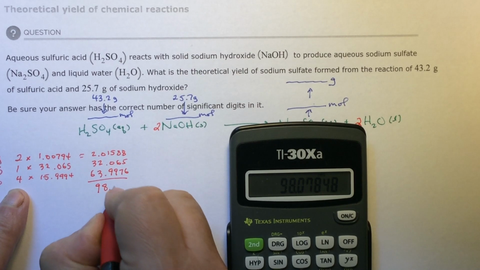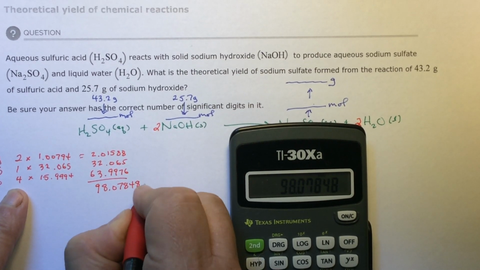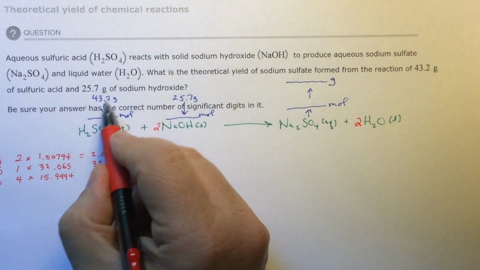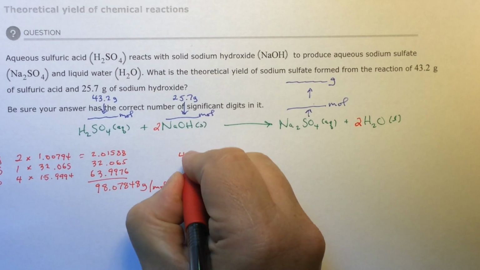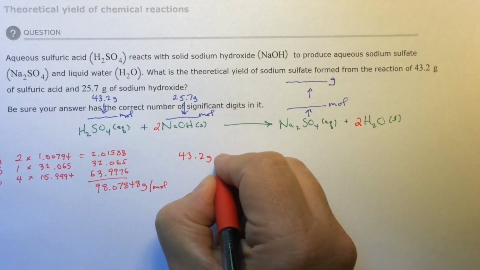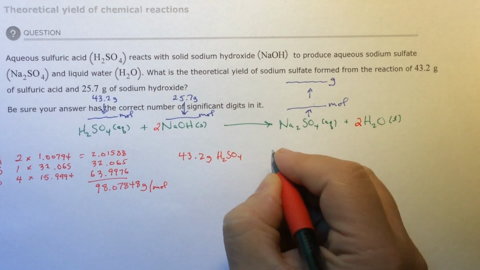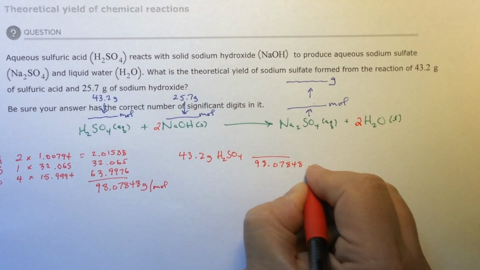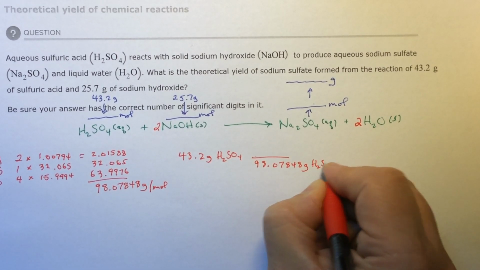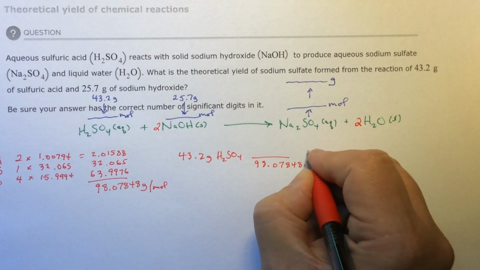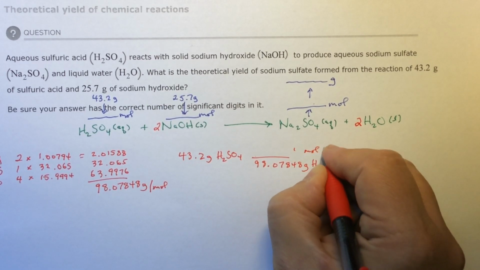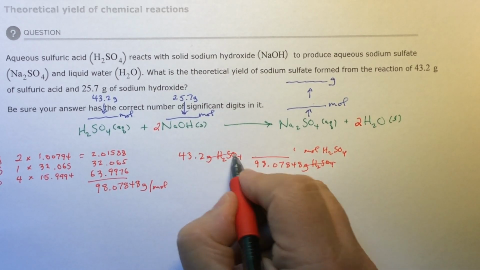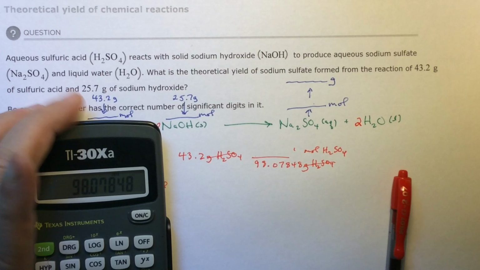I have 98.07848 grams per mole. So I'm going to start with this one. This is 43.2 grams of H2SO4, and it's 98.07848 grams of H2SO4 in 1 mole of H2SO4. Okay, grams will cancel, grams will cancel. How many moles is that?